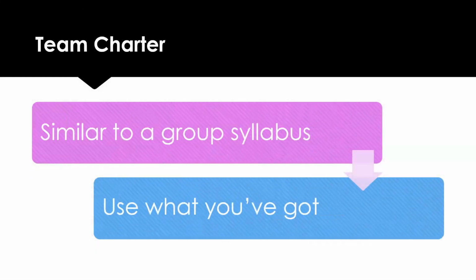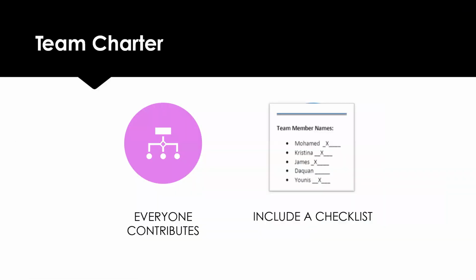More details about the team charter. Think of it like a syllabus. A team charter establishes rules and expectations for group conduct. You can use wording from the research summary or other class assignments from 3250 to complete it, as long as it gets completed and includes a checklist and all that jazz. Everyone in the group should contribute 2 to 3 parts of the team charter.